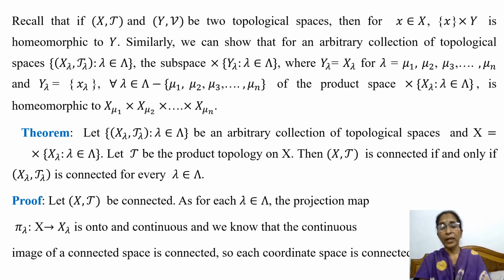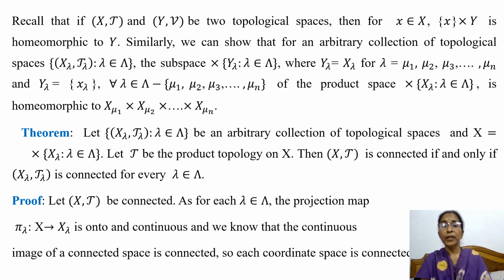Recall that if (X, T) and (Y, V) are two topological spaces, then for x in X, the space {x} × Y is homeomorphic to the space Y. We have proved this result earlier.